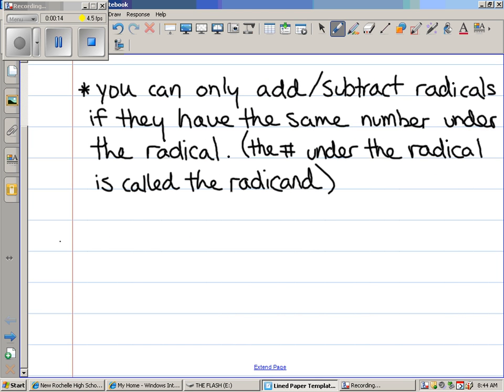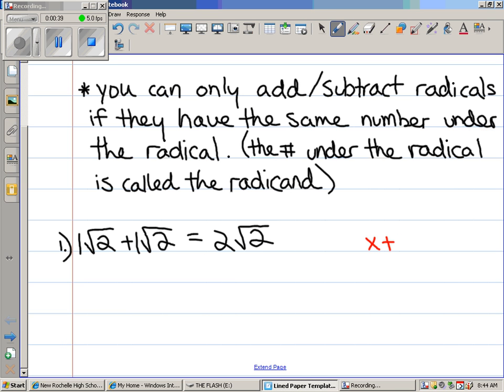Let's do number 1. Suppose you have radical 2 plus radical 2. How many radical 2's do you have? That's 2 radical 2, right? Because there's a 1 there, you have one of each of them, if you don't see a number. This is the same thing as me saying, what's x plus x? 2x. But instead of x's, I'm using radicals. Got it?